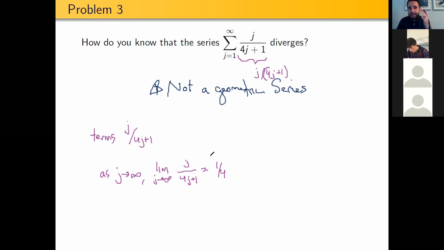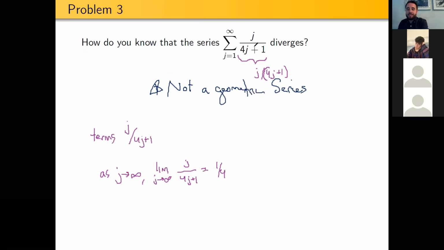And so that means that the actual series, which is an infinite sum, looks more and more like the sum that's just 1/4 plus 1/4 plus 1/4 plus 1/4, and so on and so on. As j goes to infinity, these individual terms go to 1/4. That means we're just adding 1/4 again and again and again, and so the whole thing just goes to infinity. The whole thing diverges 1/4 of a unit at a time.